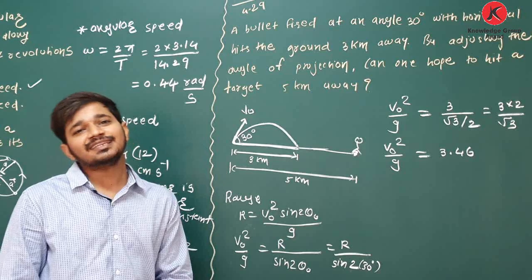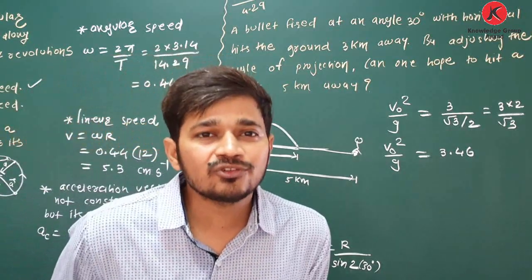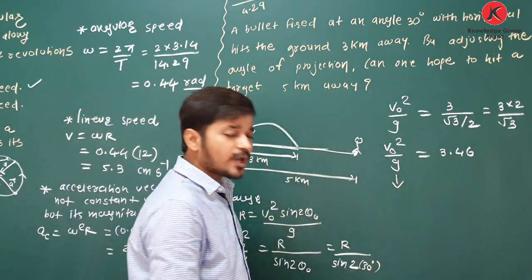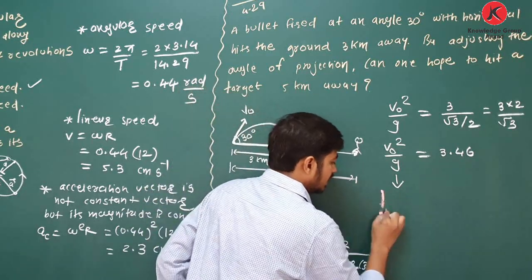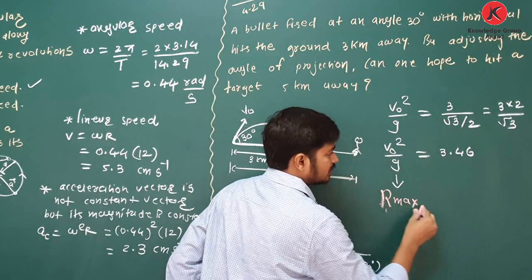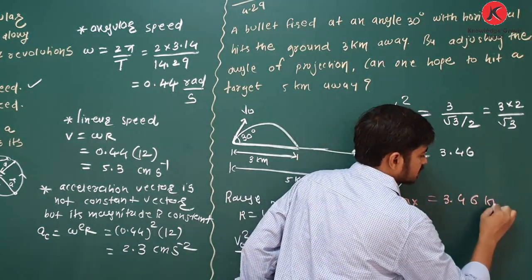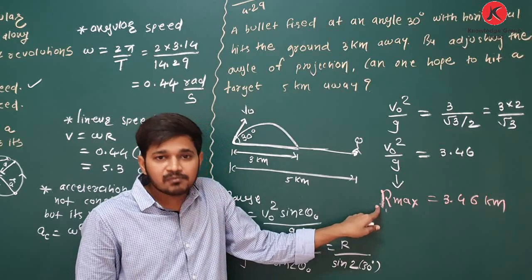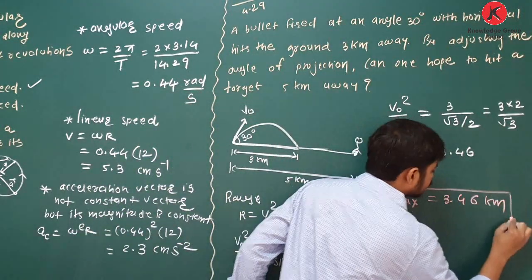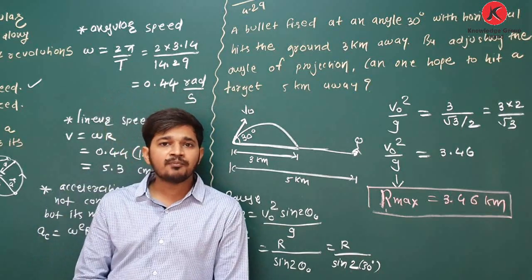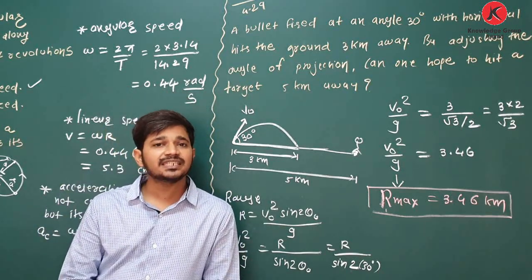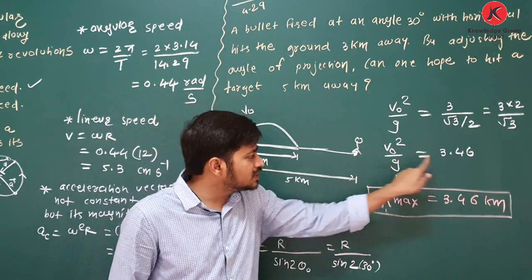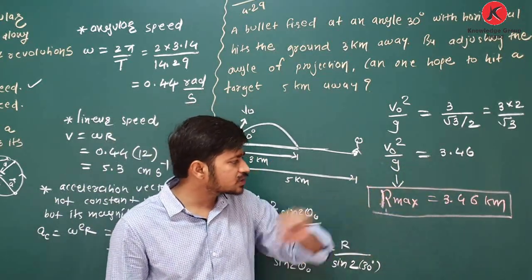Now, if you remember the theory, what is v0 square upon g? v0 square upon g is nothing but the maximum range, R maximum, and it is 3.46 kilometer. Do you understand? v0 square upon g is nothing but R maximum. R maximum we can achieve when the angle of projection is 45 degree. So v0 square upon g is equal to 3.46 means the maximum range is 3.46 kilometer.